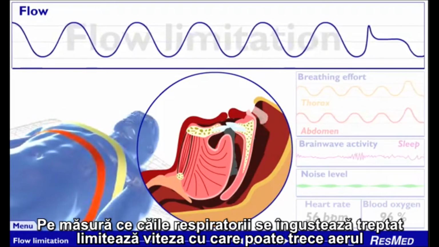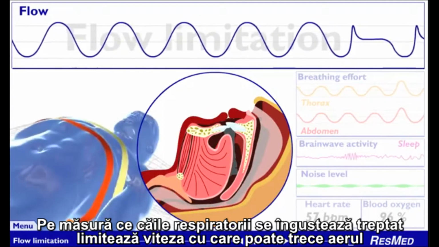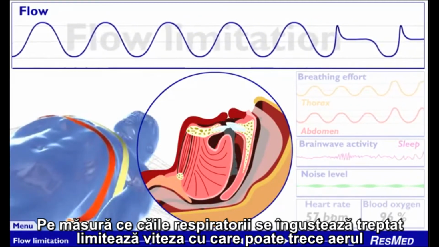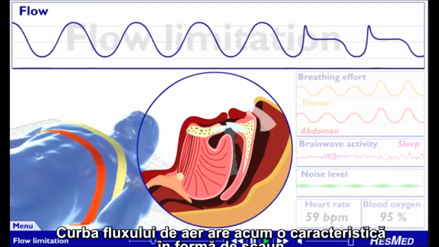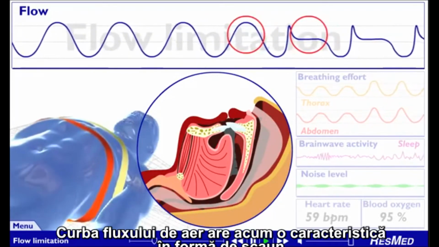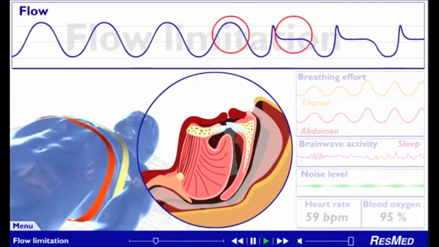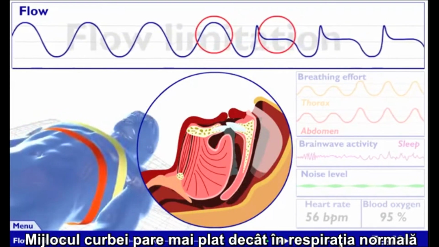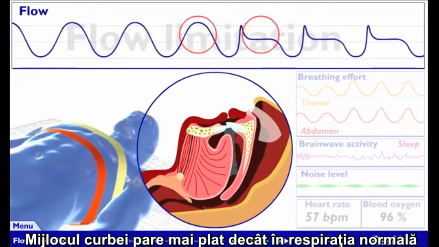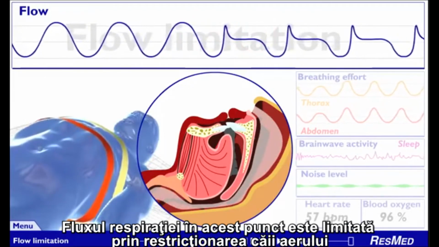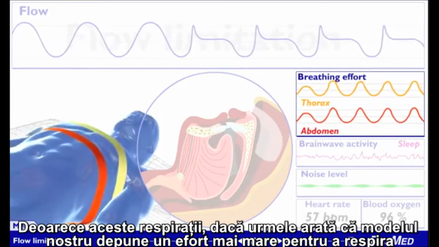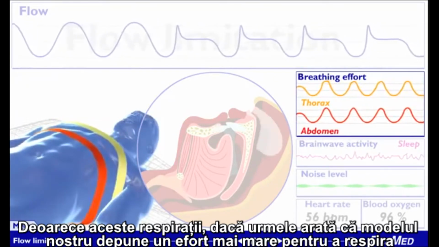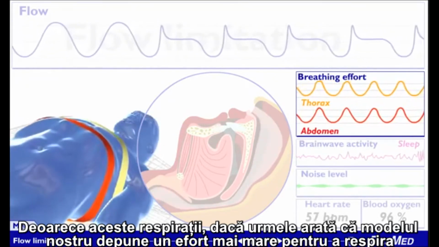As the airway gradually narrows, it limits the rate at which air can pass through. We call this flow limitation. The airflow curve now has a characteristic chair-like shape. The middle of the curve looks flatter than it does for normal breathing. The flow at this point is being limited by the restricted airway. As these breathing effort traces show, our model is working harder to breathe.